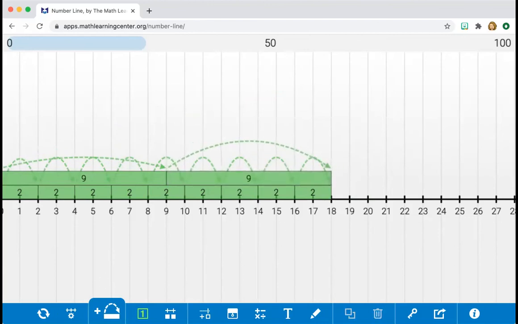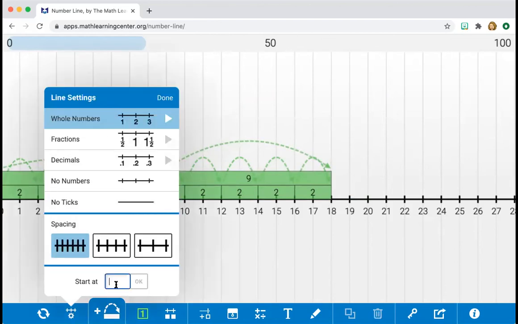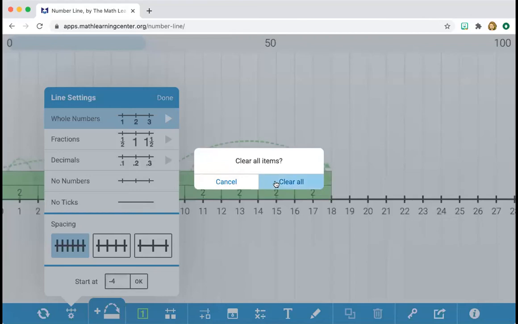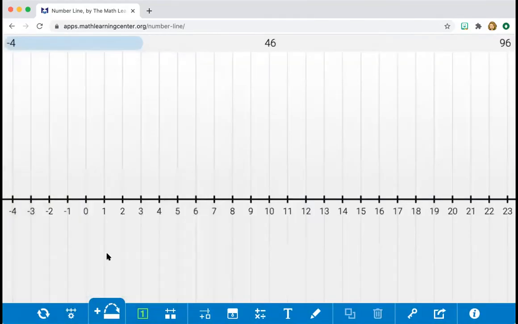I need to give us some space so we can see. Oh, I guess, yeah, clear. All right, sorry about that. That cleared everything. But play with this. See how you can see the skip counting.